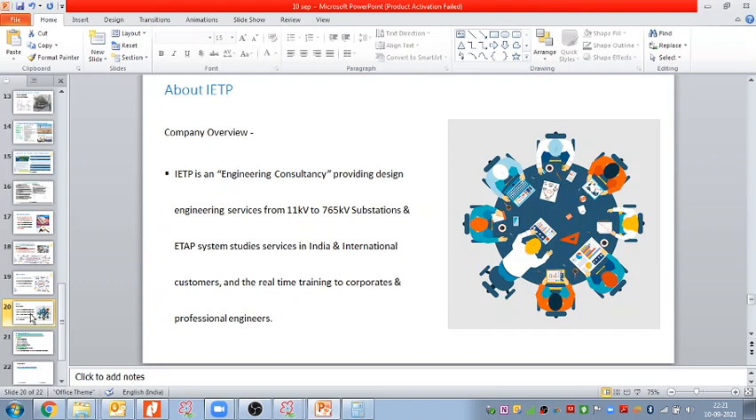And we discuss the course content, and let us inform all of you about ourselves. We are an engineering consultancy firm providing design engineering services from 11 kilovolt to 765 kilovolt substations, and ETAP system studies services to customers in India and internationally, and real-time training to corporates and professional engineers.